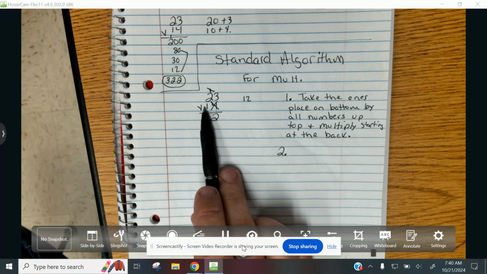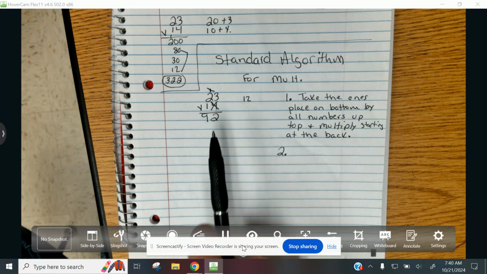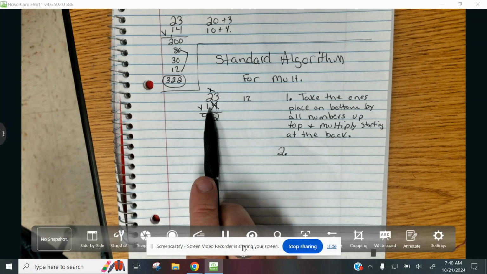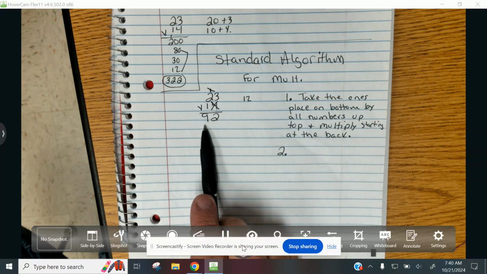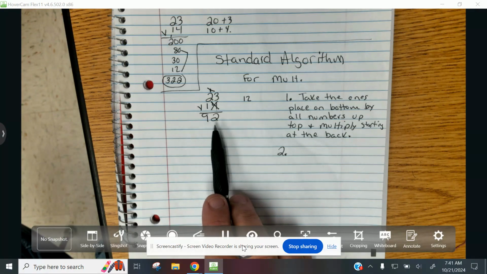Now your job is to give the 1 to everybody up top. But what is this 1? This 1 is really a what? Since we're using place value, this 1 is really a 10. So you need to make sure when you start, you're starting in the tens. In order to do that, you're going to have to put a placeholder in the ones place. Something's going to have to sit right here.